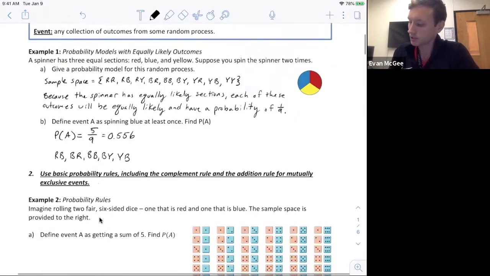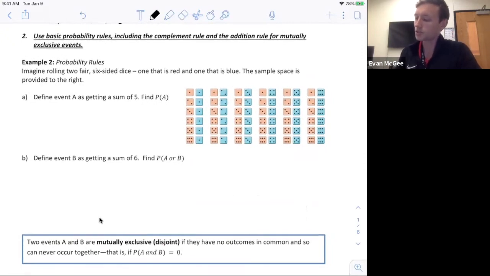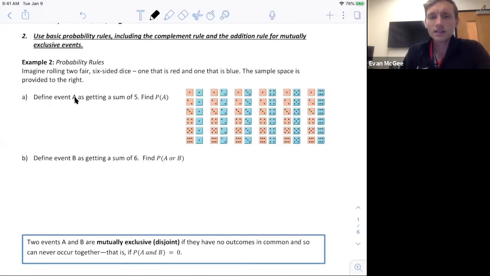So let's look at the next objective: using the basic probability rules, including the complement rule and the addition rule for mutually exclusive events. Let's suppose we're rolling 2 fair six-sided dice together, one that's red, one that's blue. The sample space is provided to the right. You can see if we're rolling 2 dice, there are going to be 36 total outcomes. So let's define A as the event of getting a sum of 5. Find the probability of A.